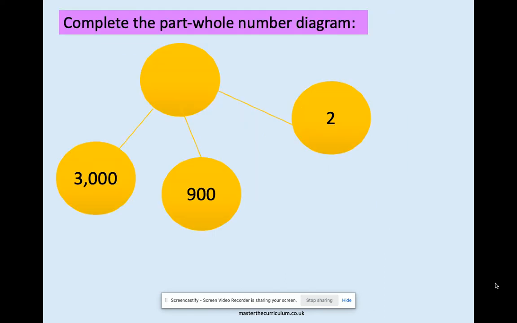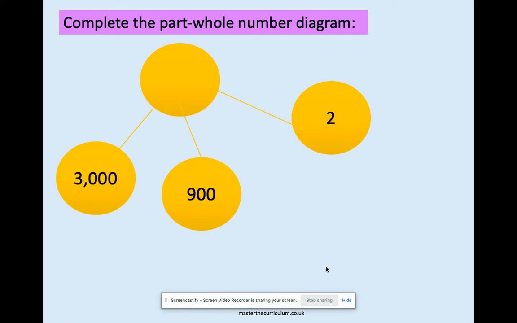Another way of representing a whole number is to use a part-whole diagram. Now, at this point in time, we don't know what the big number should be in this box over here, or the circle over here. But let's add them together. We've got 3,902. And if we add these together, we have 3,902. Can you spot which place value grid is missing? Yes, of course, there are no tens.